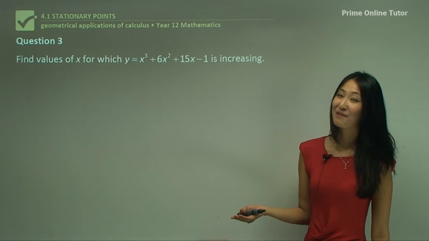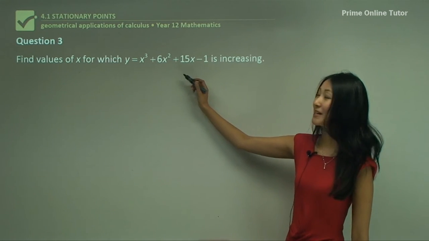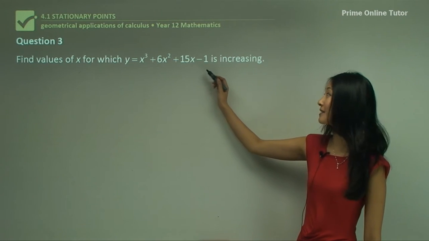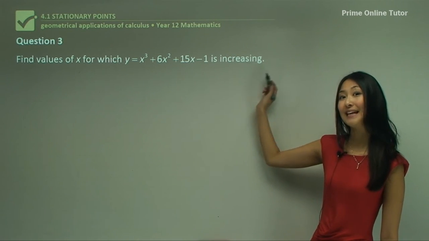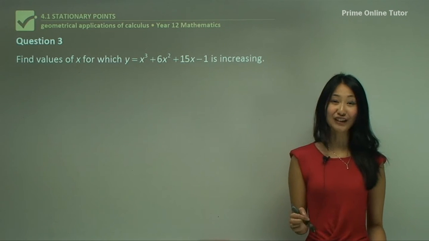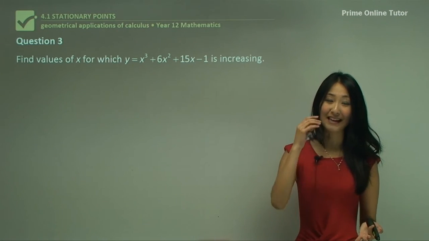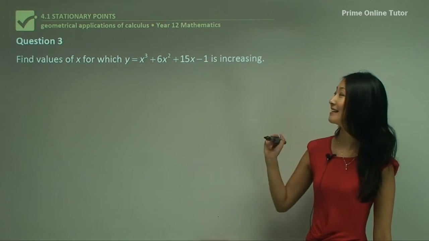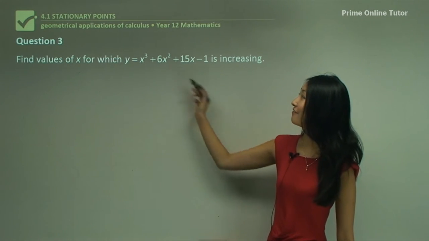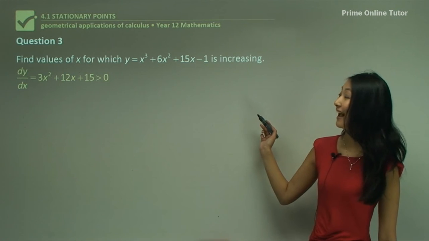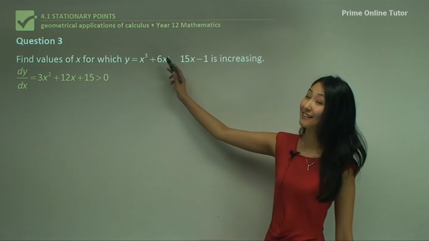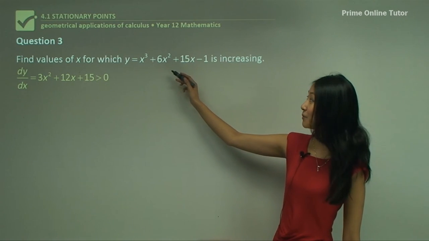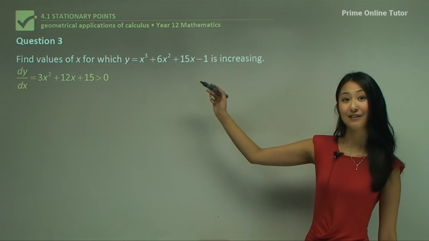In question 3, we want to find the values of x for which y equals x cubed plus 6x squared plus 15x minus 1 is increasing. So we know now that increasing means when dy on dx is going to be greater than 0. So we want to find the first derivative of that. And the first derivative is going to be, take the 3 down, 3x squared, plus take the 2 down, that's going to be 12x plus 15 is greater than 0.